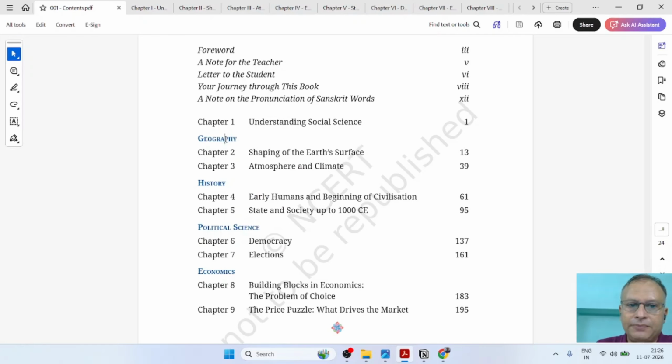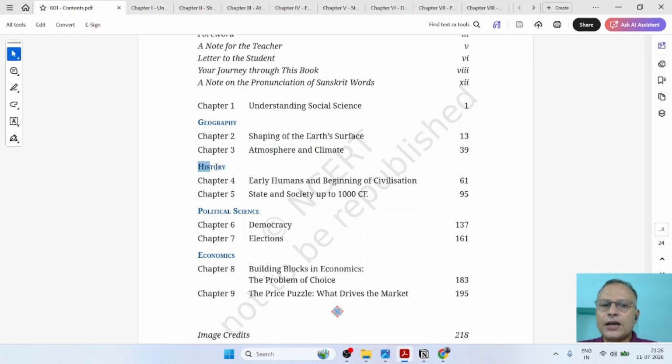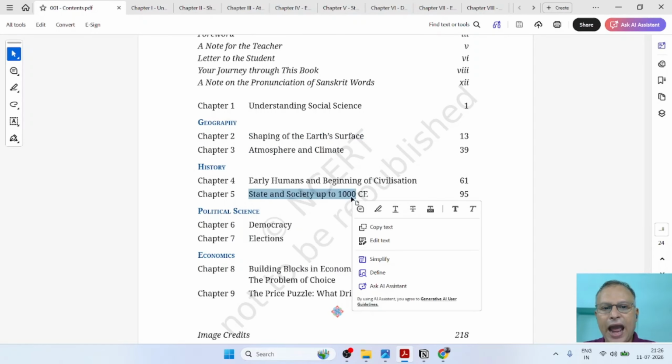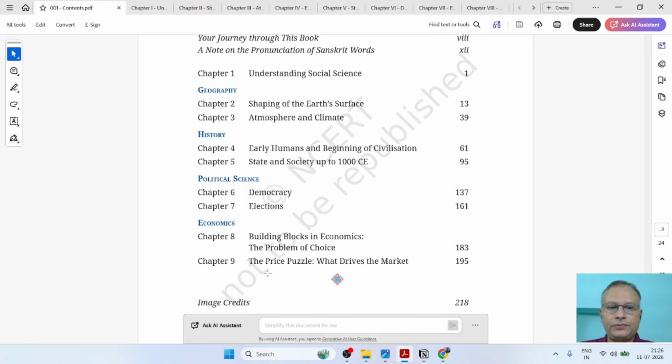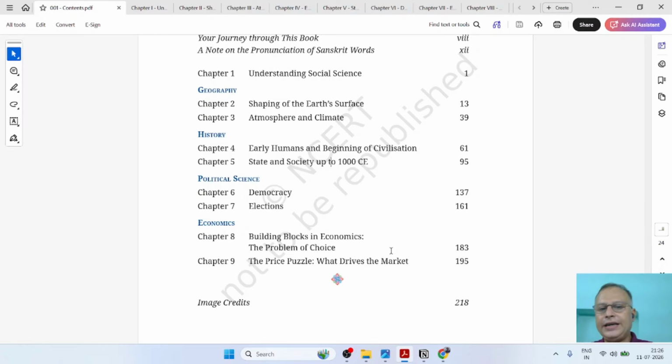Next comes the geography part. Chapter 2 and chapter 3, 2 chapters are from geography. One is Shaping of the Earth's Surface and second is Atmosphere and Climate. Next comes the history part. 2 chapters are also from history: Early Humans and Beginning of Civilization, then State and Society up to 1000 CE. Next comes political science, Democracy and Elections. Next, at the end, there is economics: Building Blocks in Economics, The Problem of Choice, and then The Price Puzzle, What Drives the Market.